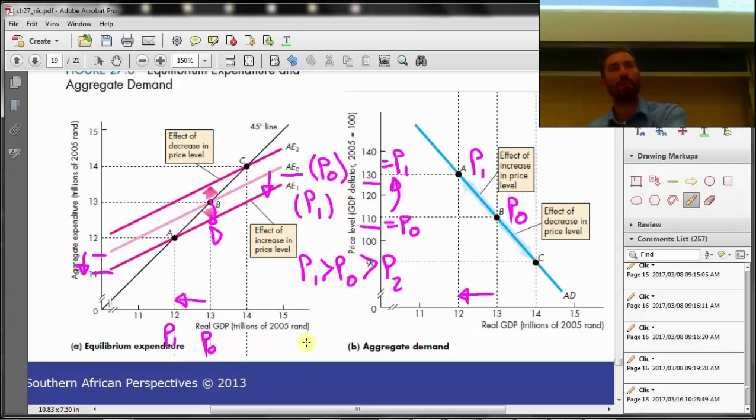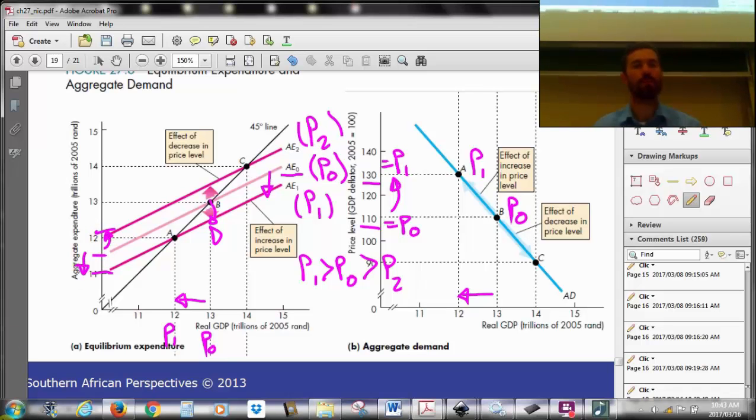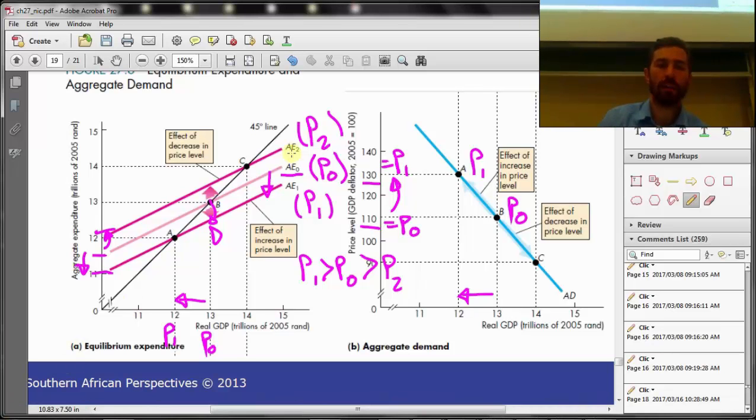As the price level goes down, any wealth that we have accumulated now purchases more real goods, right? The nominal value of our wealth remains the same, but prices go down. The real purchasing power of our wealth increases. So when the price level decreases to say P2, our intercept increases. Okay? In other words, our aggregate expenditure curve shifts up.